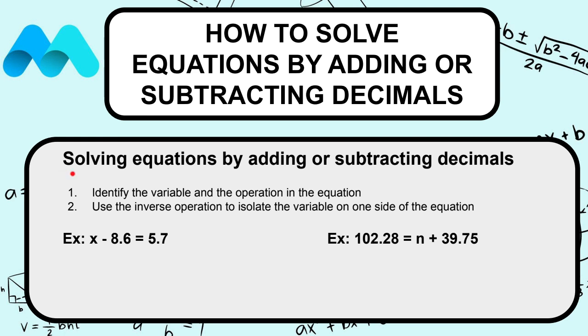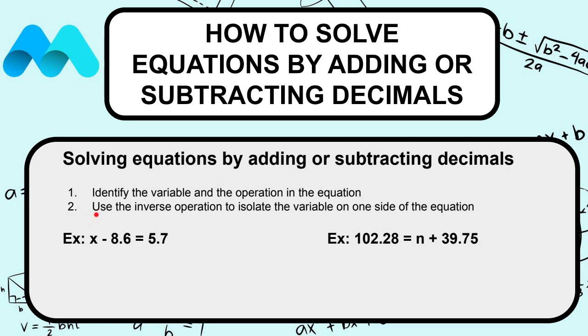So the steps for solving equations by adding or subtracting decimals are here. As I mentioned, there are only two of them, so let's go over those now and then get into our two examples. First is identify the variable and the operation in the equation. So let's look at our first example here. We look and we see that the variable is x and the operation is subtraction. So that's going to become important when we get to step 2.